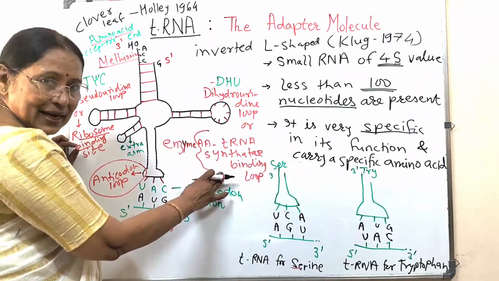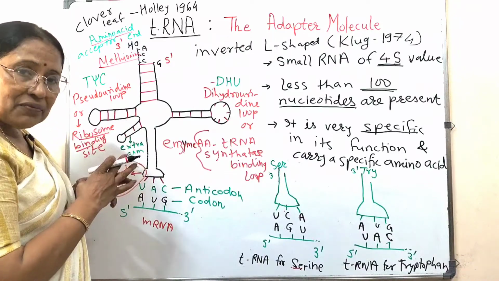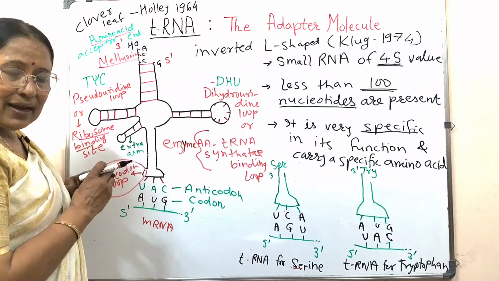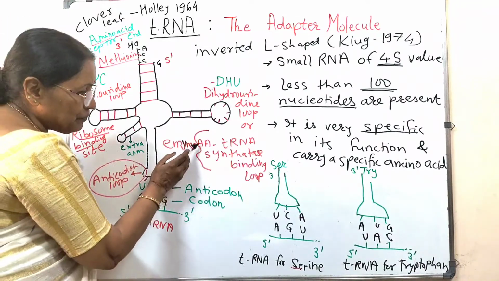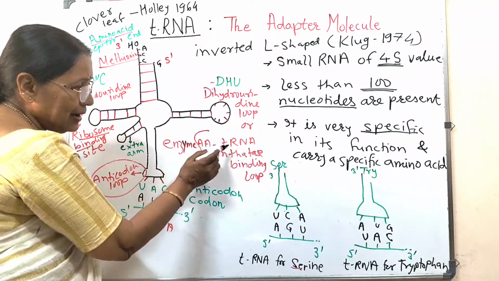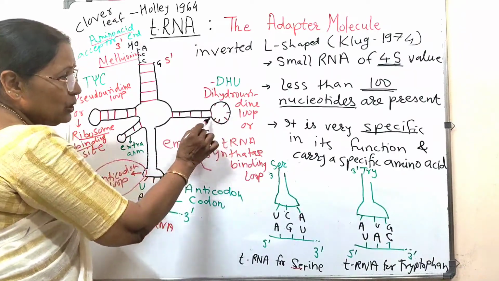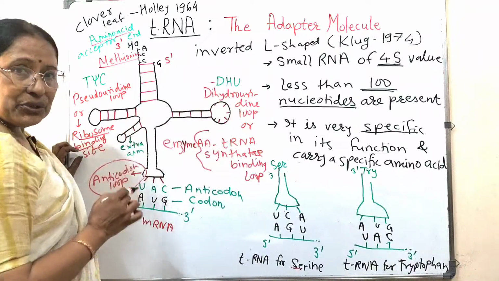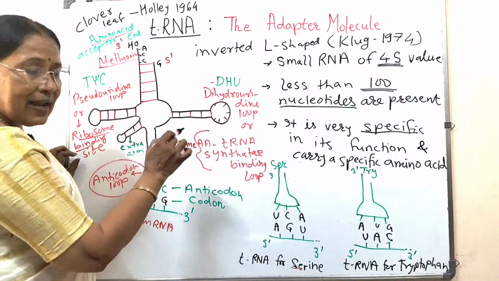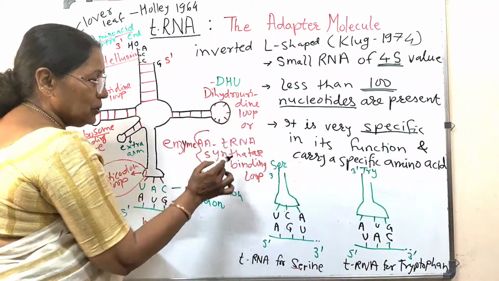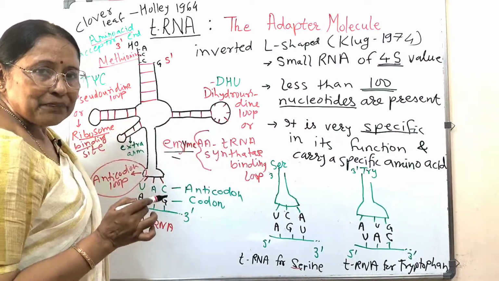Let us come to this side. One enzyme is required for the attachment of the amino acid to the tRNA and to get it charged. That enzyme is called aminoacyl tRNA synthetase. This is the loop called DHU, D for di, H for hydro, the dihydrouridine loop, where this enzyme binds.